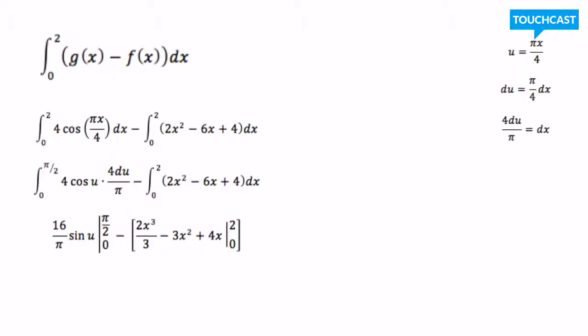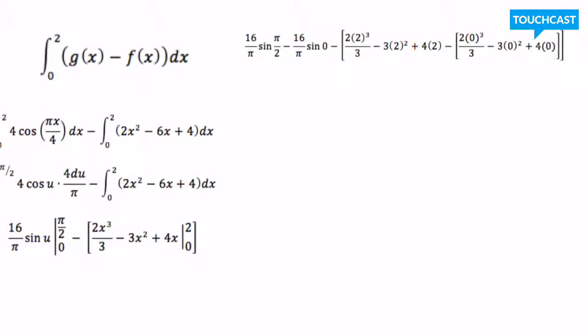All right, so I'm going to clear some of this stuff out of the way so we can evaluate this integral. Now I have my antiderivatives, and I'm actually going to evaluate. So I was evaluating 16 over pi of sine of u from 0 to pi over 2. So I have 16 over pi sine of pi over 2 minus 16 over pi sine of 0.